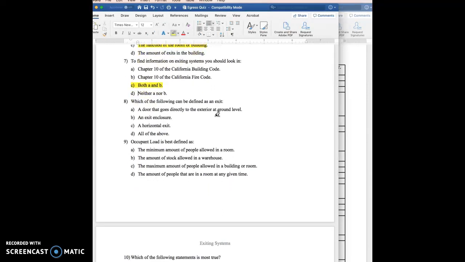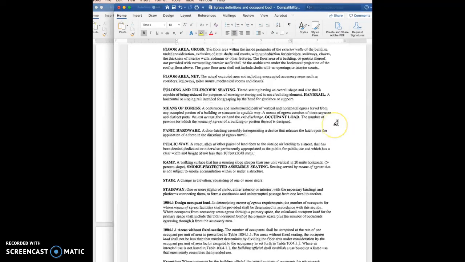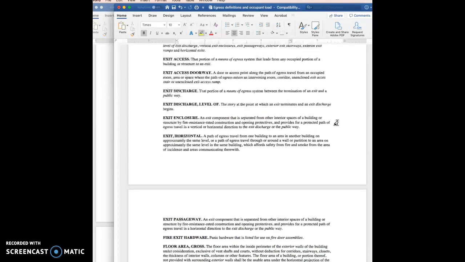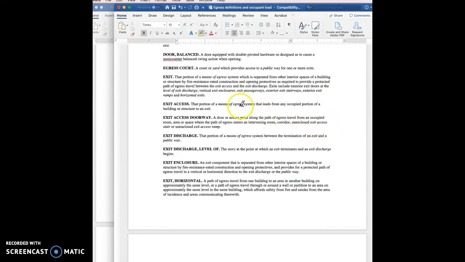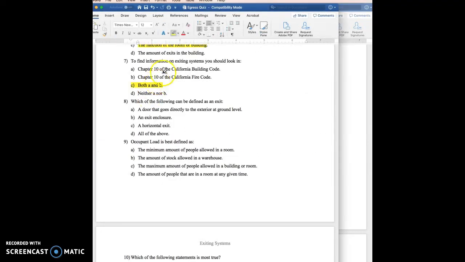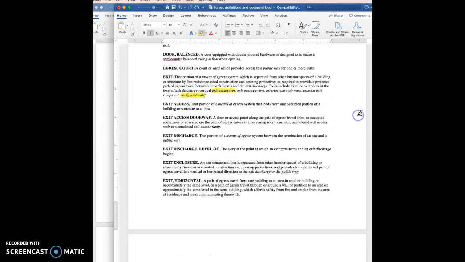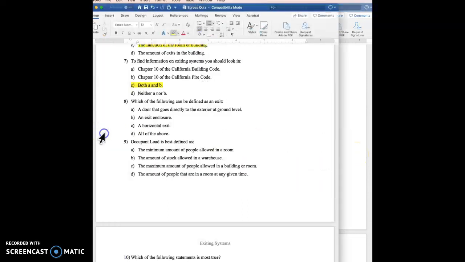Number 8, which of the following can be defined as an exit? Well, if we go to the exit definition here, we see that they all fit. So exit enclosure was mentioned. Horizontal exit was mentioned. And just a door that goes directly to the exterior at ground level, right here. Exits include exterior doors at the level of discharge. So all 3 of those fit the definition of exit. So it's all of the above.